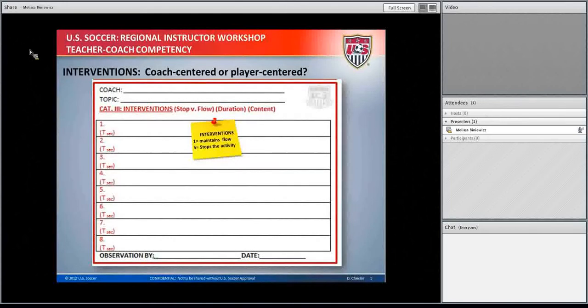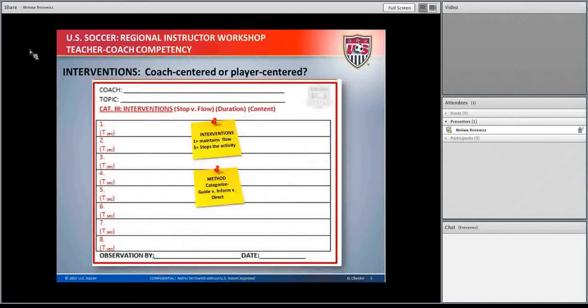There's no qualification here as to which one is better. It has to fit the moment. Certainly by recording each of these, we can give the coach feedback on how to improve their interventions and make them more effective.